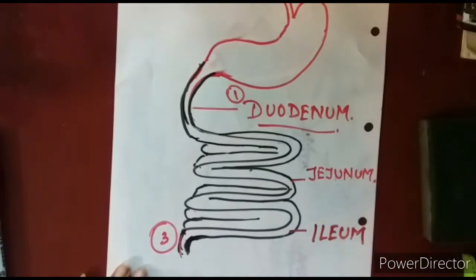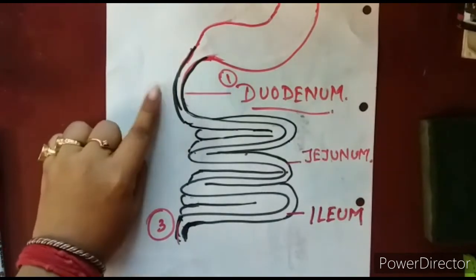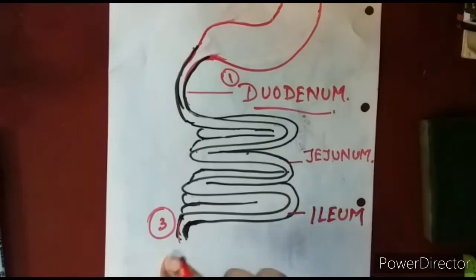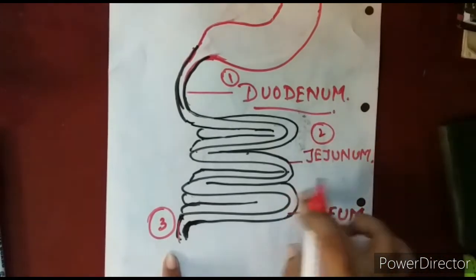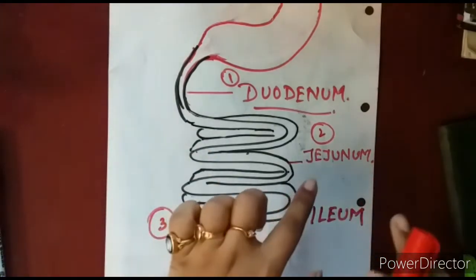Okay, so I hope this is clear, you have understood it. The C-shaped tube is known as duodenum. The last one, where the small intestine ends and the large intestine begins, is known as ileum. And the middle portion, which is much convoluted, is known as jejunum.